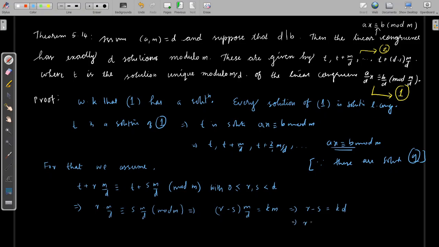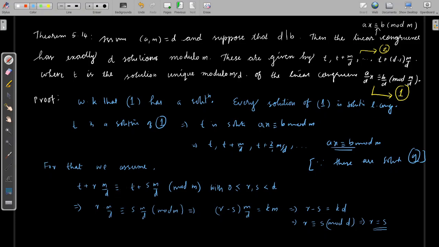So this implies r ≡ s mod d, because d divides r − s. But we know that r and s are two non-negative integers less than d, with r ≡ s mod d. That means the difference r − s is a multiple of d, so its modulus |r − s| is also a multiple of d. So r = s, or r − s = 0. That means these two solutions are congruent modulo m. These two solutions are exactly the same solutions.